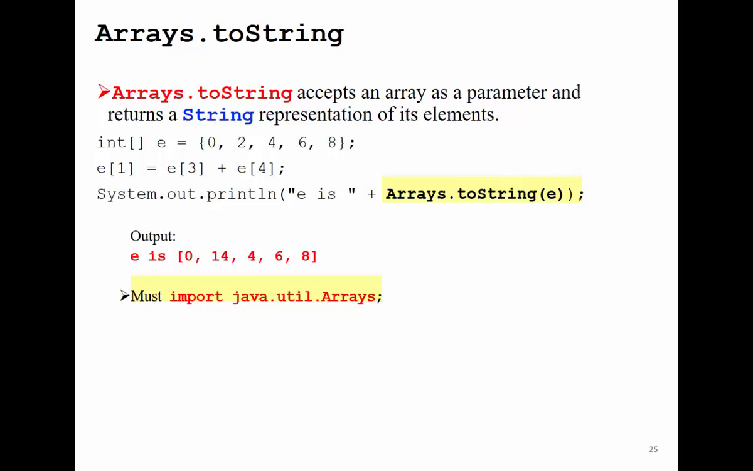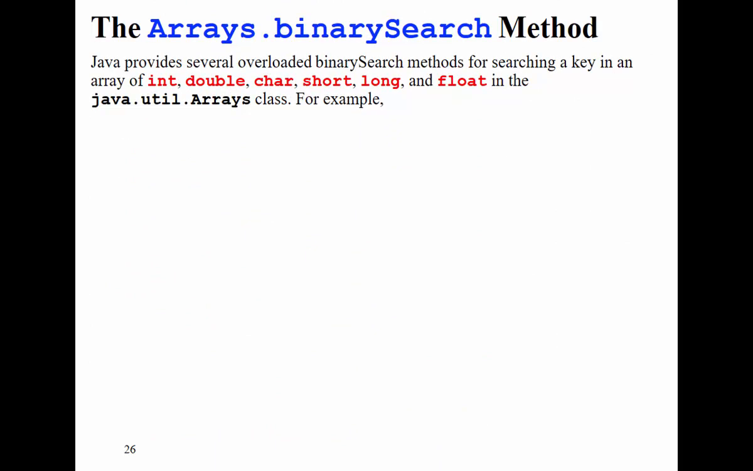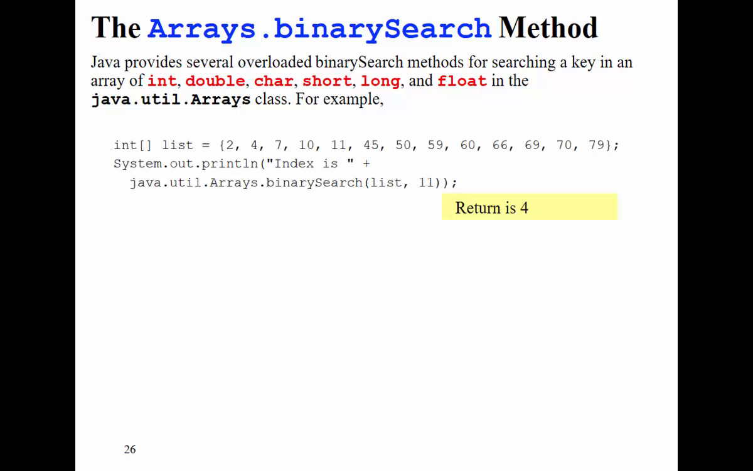java.util.Arrays inside our application. Now, Arrays.binarySearch will allow us to look for an element in the array, and we have different versions: int, double, char, short, long, float, overloaded inside the utility class, for each of the different primitive types. We don't have boolean. We said boolean is excluded from this.